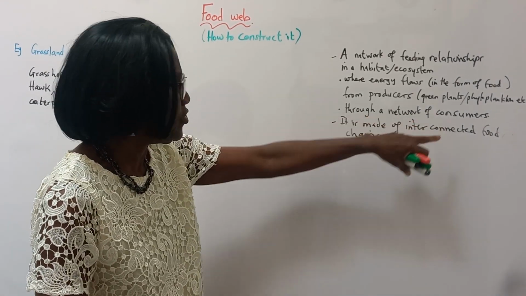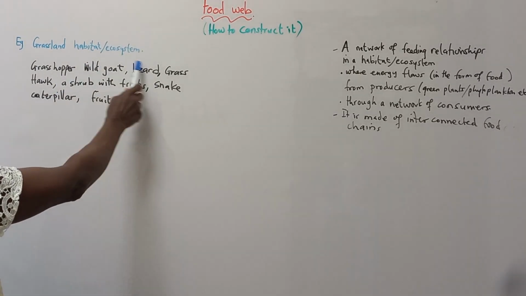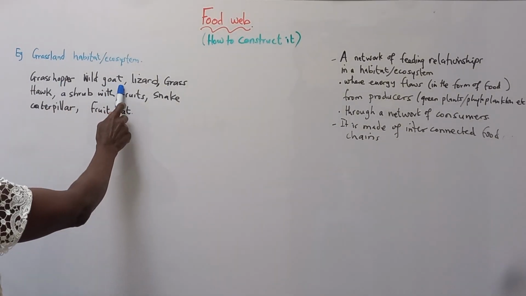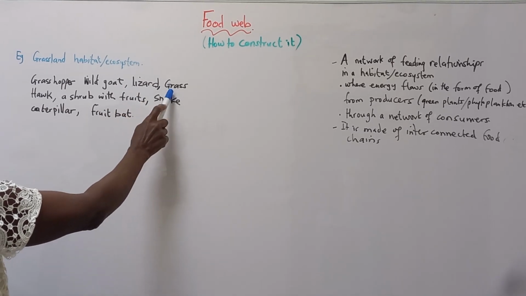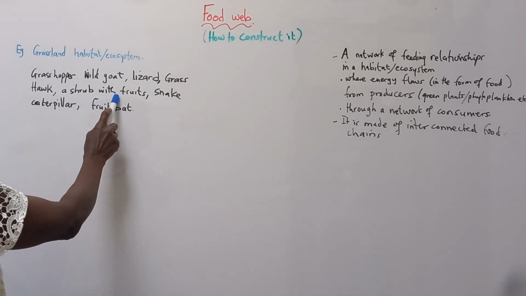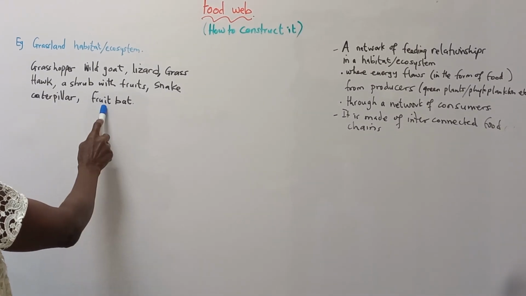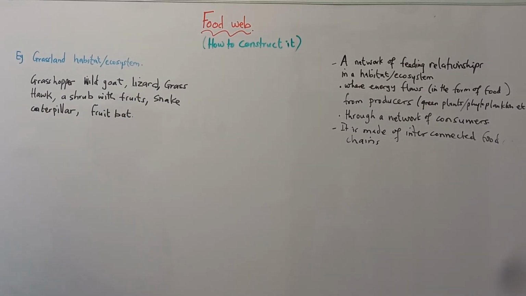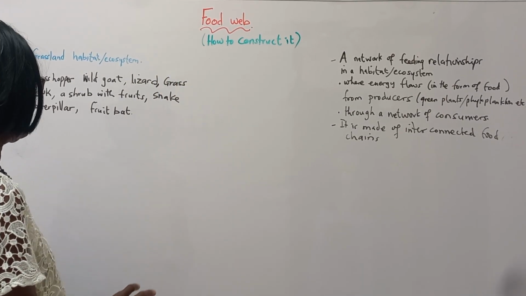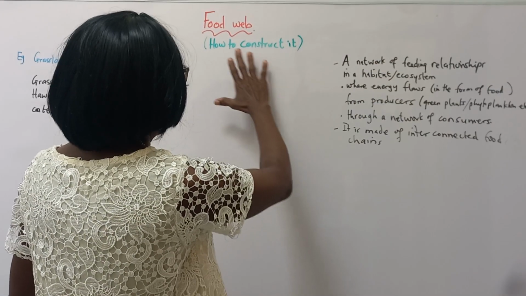a network of consumers. So, if you have a habitat as you have there and all these organisms are in that habitat, you have a grasshopper, you have a wild goat, lizard, of course grass is there plentiful. You can have a hawk or a shrub with fruits. You see those shrubs there. You can have some snake, caterpillar, fruit bat. Let's see you have these organisms in that habitat. So there's food relationships, feeding, and how do you construct the relationship of food that forms the web?